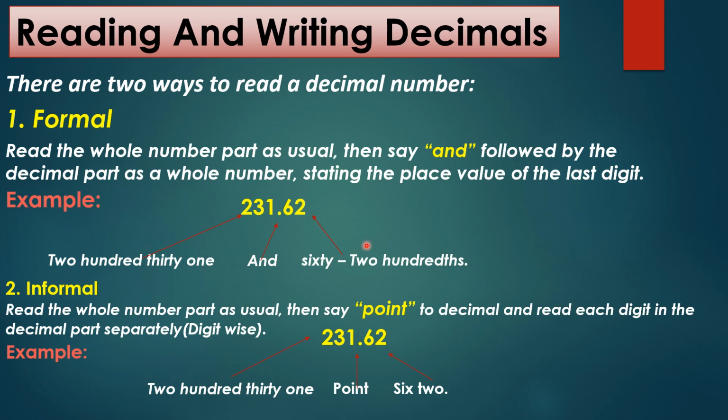and the fractional part as 62 hundredths. In the informal way, read the whole number part as usual, then say "point" for the decimal point and read each digit in the decimal part separately. For example, we will read the whole number as 231, the decimal point as "point", and the fractional part as 6, 2.